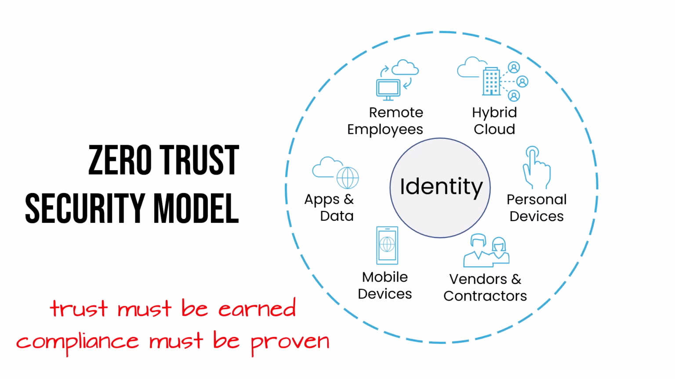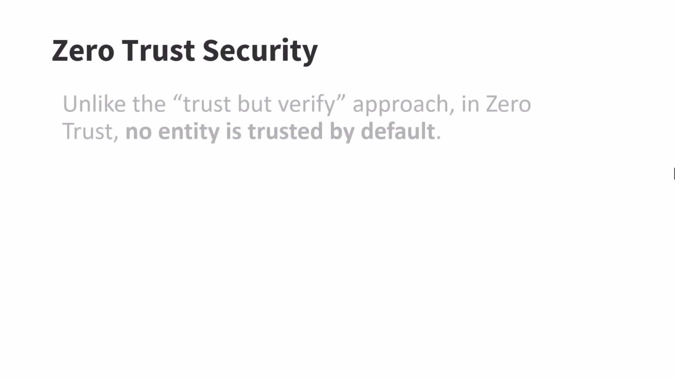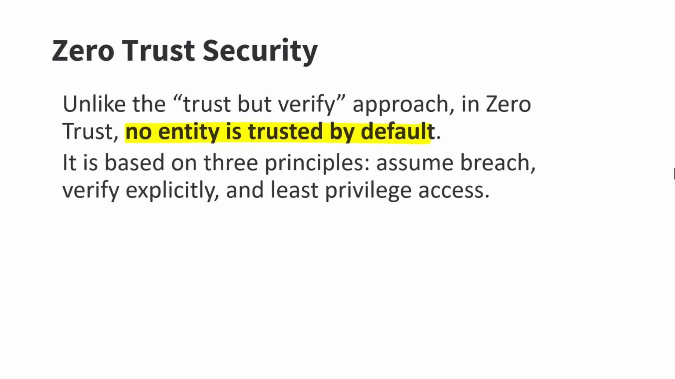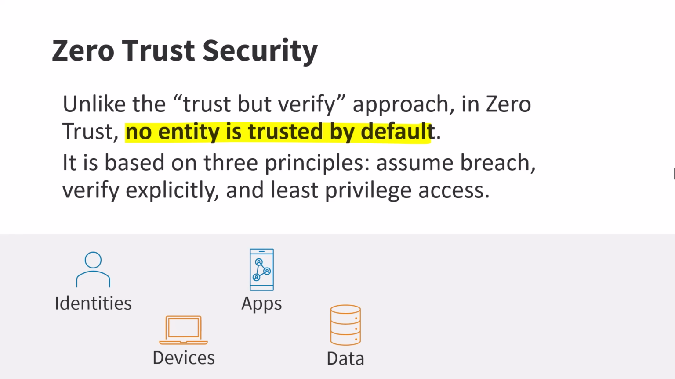Compliance must be proven. So for the exam, remember with zero trust, no entity is trusted by default, and it's based on the three principles of assume breach, verify explicitly, and least privilege access, all of which you should remember for the exam. And I want to take just a minute to give you some practical, easy to remember guidance on zero trust around identities, devices, apps, data, infrastructure, and network.